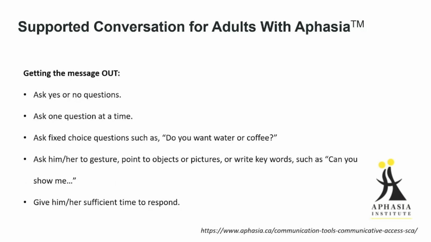And then to help the person with aphasia get their message out, sometimes we might need to ask yes or no questions, depending on how difficult it is for the person to express themselves. We really should just ask one question at a time. Maybe we ask questions that are more fixed and closed. So rather than saying, what would you like to drink? We say, do you want tea or do you want coffee? So that they've got something to choose from. Encouraging the person to try and communicate in any other way if they can. So if they can point, maybe they can write down some keywords. And give more time. People with aphasia need more time to get their message out.